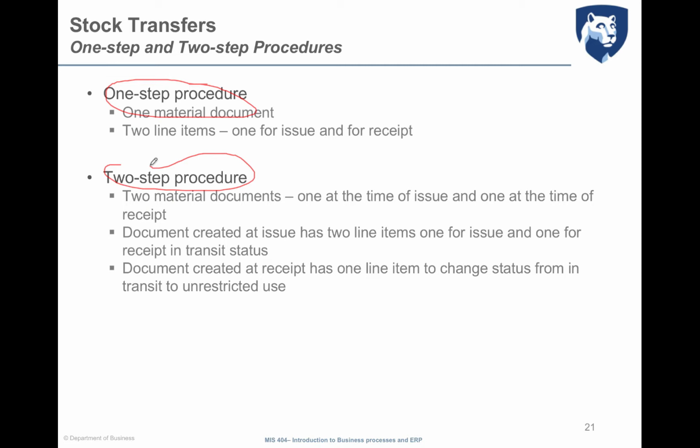The material document created during the first step includes two line items for each material moved, one for the issue and one for the receipt into the in-transit status. While instead the material document created for the receipt in the second step has only one line item for each material moved, because we are just registering the movement from the transit to the unrestricted use at the receiving location.